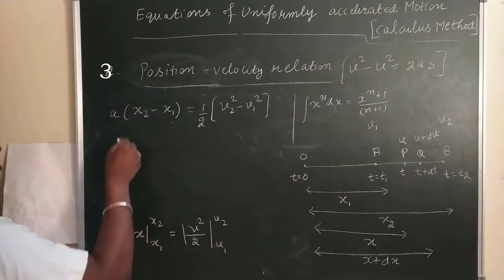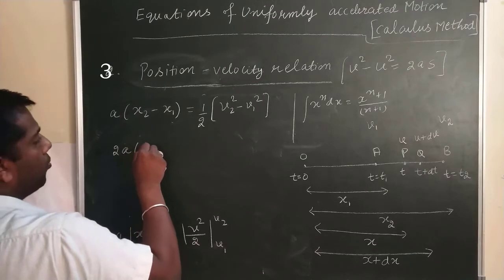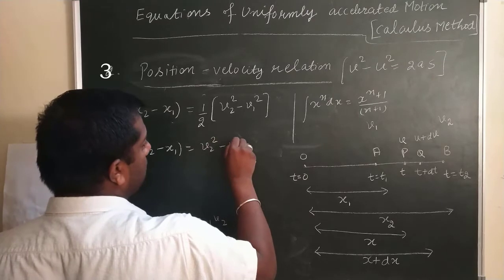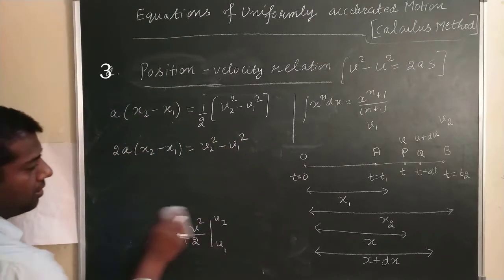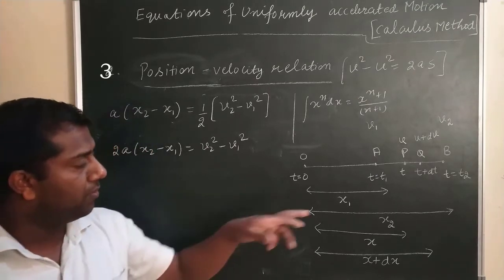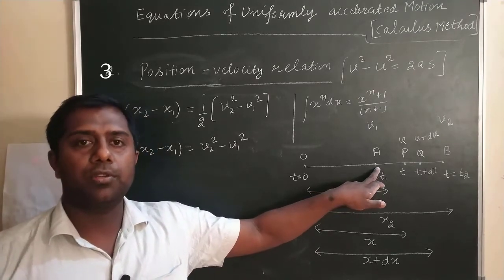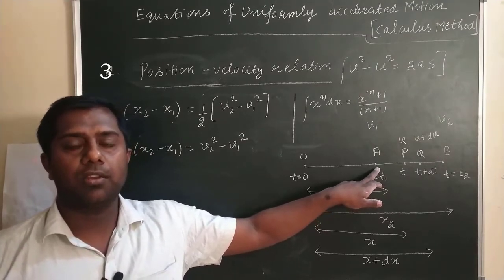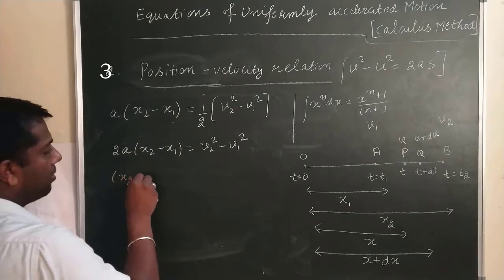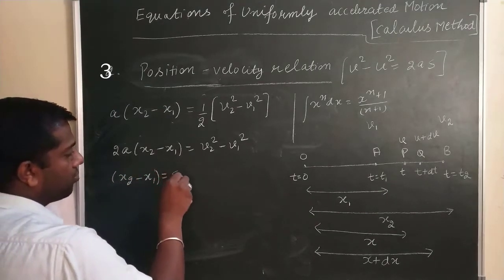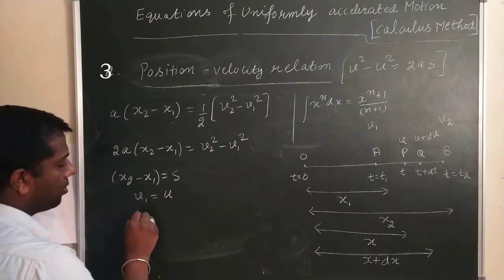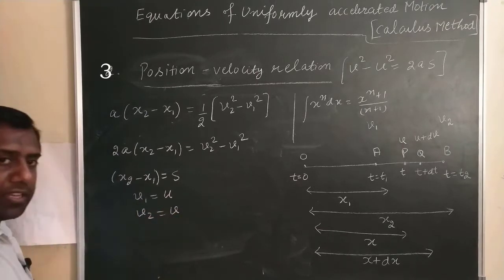Clear? So by cross multiplication I can write 2a into x2 minus x1 equals v2 square minus v1 square. Clear, students? For simplification of this result, we will suppose this point as the origin of the position axis as well as the time axis. So the terms will be much simpler. We can write x2 minus x1 as simply s, v1 as the initial velocity and v2 as the final velocity.